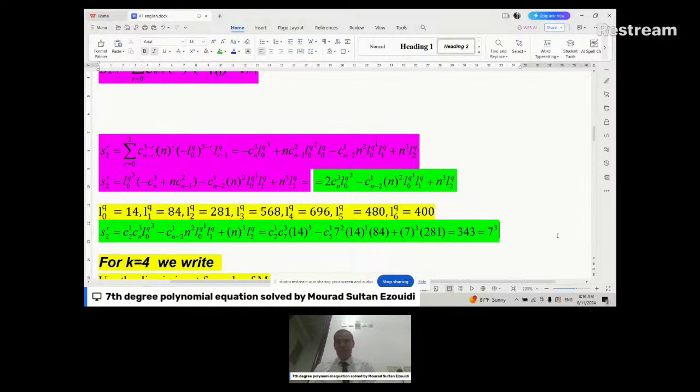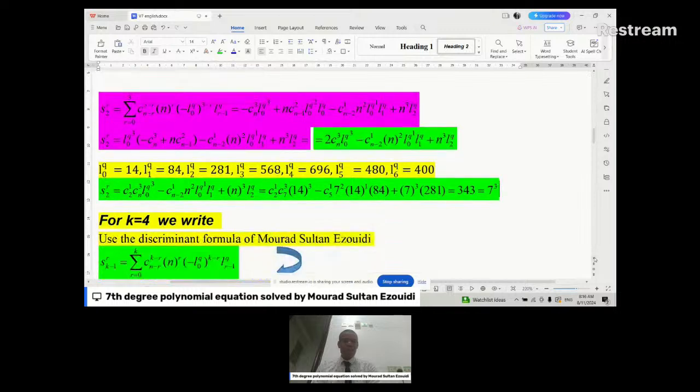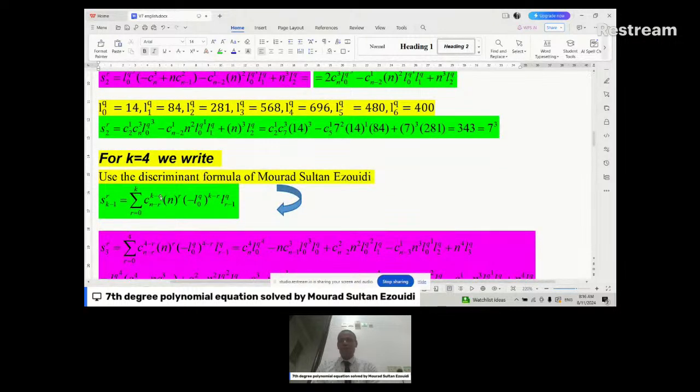Now we see this S2 of order R is a general formula. You will use it for any nth degree polynomial equation, not S2 only, but S3, S4, S5, S6, till S(n-1). If you are going to work with an nth degree polynomial equation, we continue, learners. According to my own discriminant formula, I'm going to set k equal to 4 to find S3.